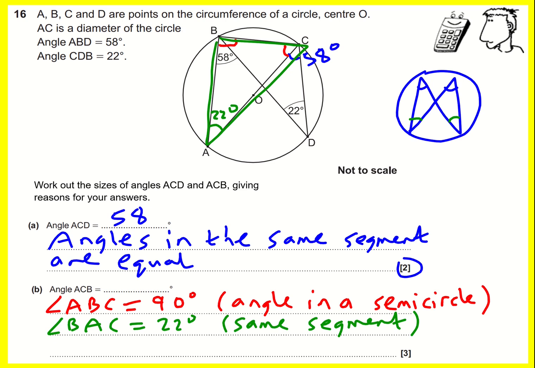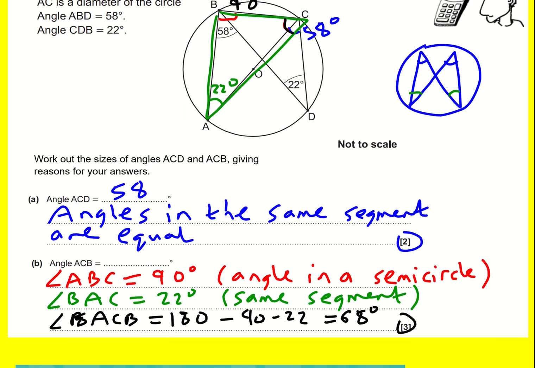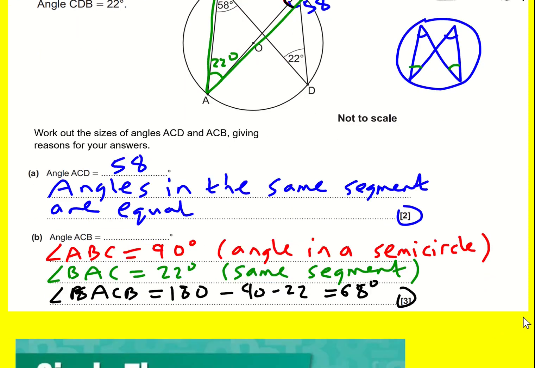And finally, we've got a triangle. I've got 90 degrees here. I just want to find this one. So angle B. Wait, it's asked me for ACB. It's the same thing, but ACB is going to be 180 minus 90 minus 22. It's 68 degrees. Now, to be honest, I'll probably get away with not writing a reason down because I've written two reasons, but it's best to give all your reasoning. So angles in a triangle add up to 180.